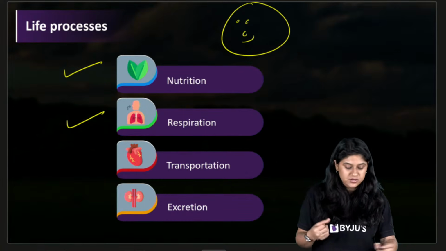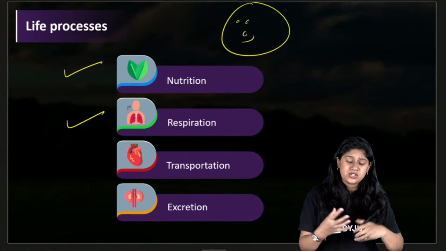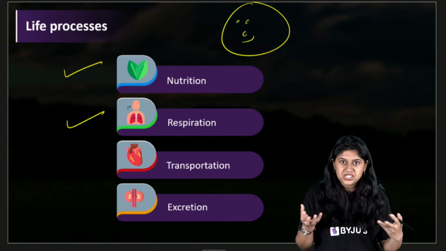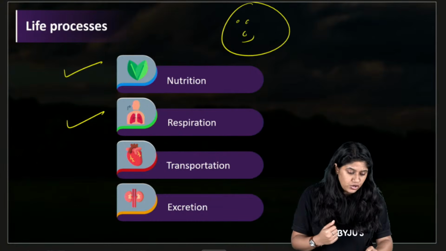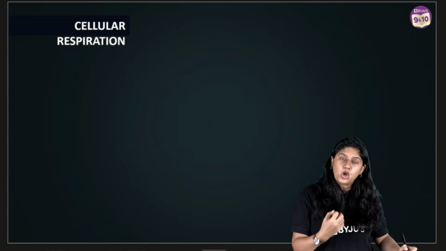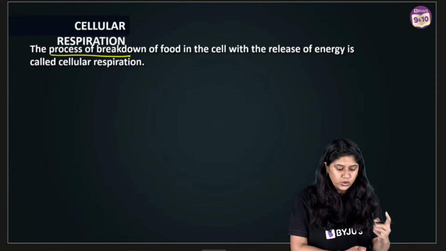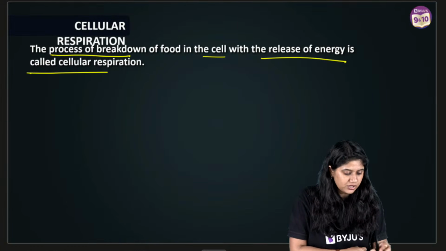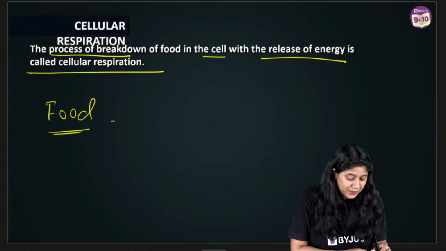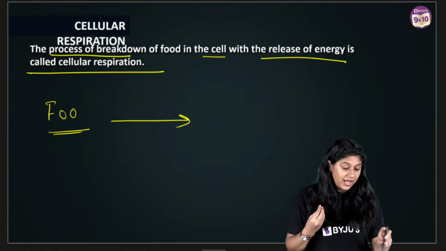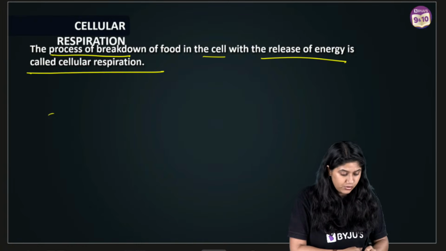Now what is respiration? It's a very, very important life process that we'll be looking into, right? What happens in respiration is nothing but the formation of energy. The breakdown of food will occur, and of course we have the energy. When we talk about respiration, we can define it as cellular respiration: a process of breakdown of food in the cell with the release of energy. When we take food, it is broken down, and after that there's a release of energy, and that is called cellular respiration.